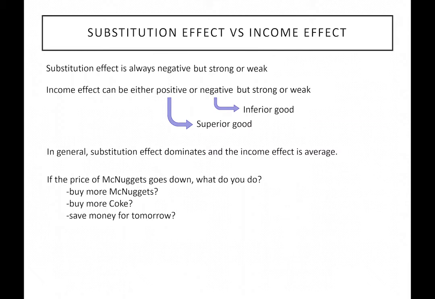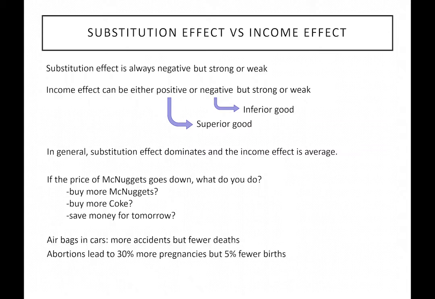Well, they could buy more McNuggets, that's true, but it means that they don't have to spend so much money on McNuggets. It's in effect like having more money, so they might choose to buy more Coke or more of something else, or they could even choose to save the money and purchase something else. In a nutshell, we're looking at the substitution effect, which is the encouragement to purchase more of the item, and the income effect is, well, what do you do with this extra money?